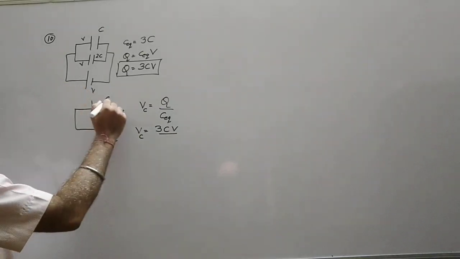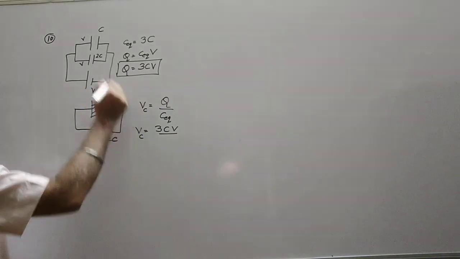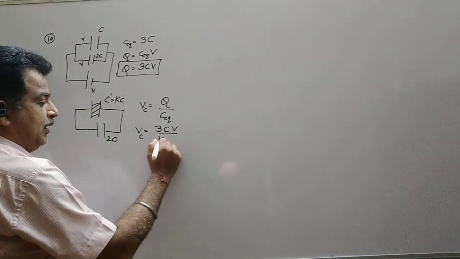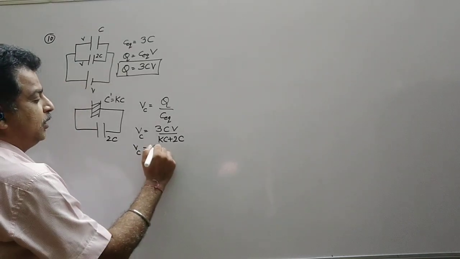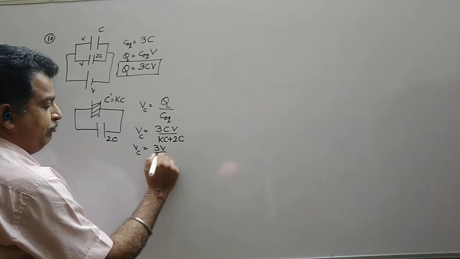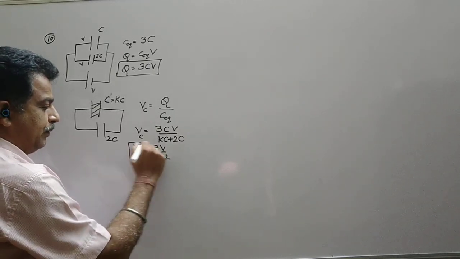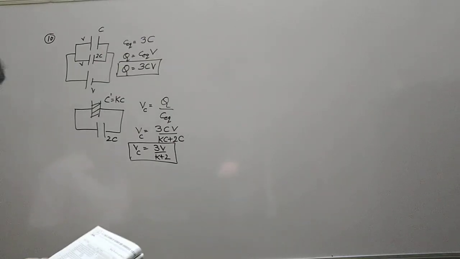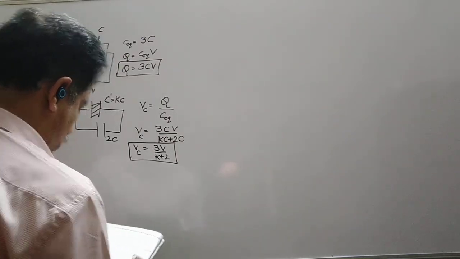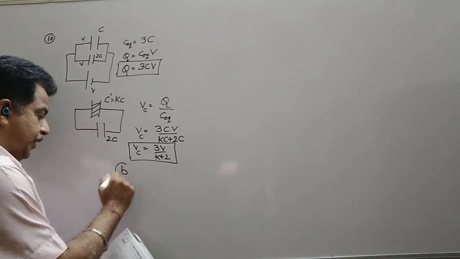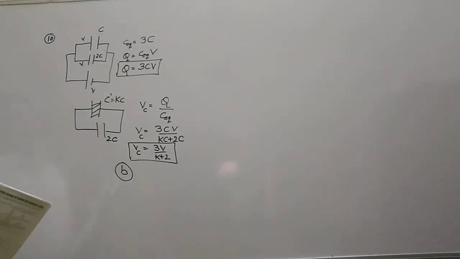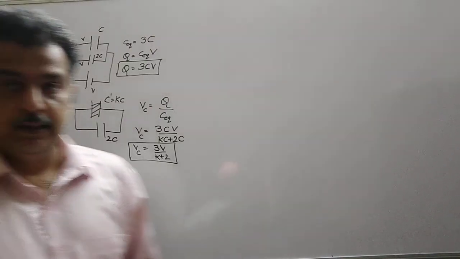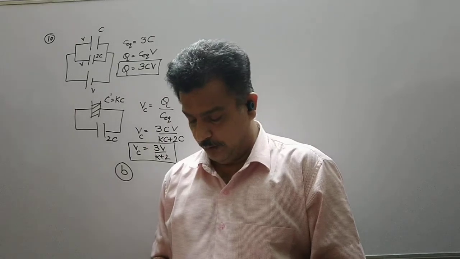Now its new capacitance becomes K times the initial. So C equivalent becomes KC plus 2C. If I take C as common, then it is cancelled. So it is 3V upon K plus 2. That is the new potential difference. That is option number B. So we have this common potential concept when the battery is removed and the dielectric is introduced. Now, MCQ number 11.